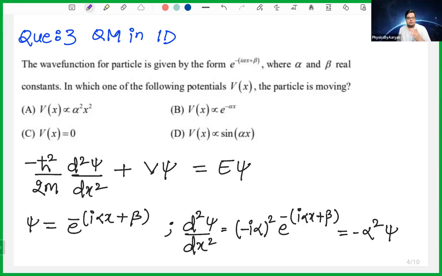Then we go for the third question, and very easy again. So they are saying that the wave function for a particle is given. So they are giving you the wave function, and then they are asking what will be the potential. Wave function is given, you have to guess the potential. So nothing as such. You have the Schrodinger wave equation. So I am writing my Schrodinger wave equation. That's all.